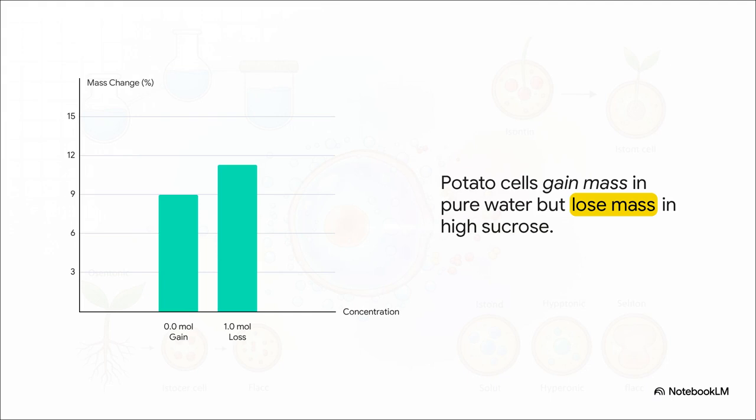Just look at the dramatic downward trend here. On the far left, in pure water, we see a massive positive spike of plus 9.0%. The potato cells are completely turgid and swollen. But as the concentration of the surrounding sugar solution increases, the data drops lower and lower, plunging deep into negative territory. Down at that 1.0 concentration, we're looking at a negative 11.3% mass loss. Those cells are flaccid, they're crumbling, and they are fully plasmolyzed.